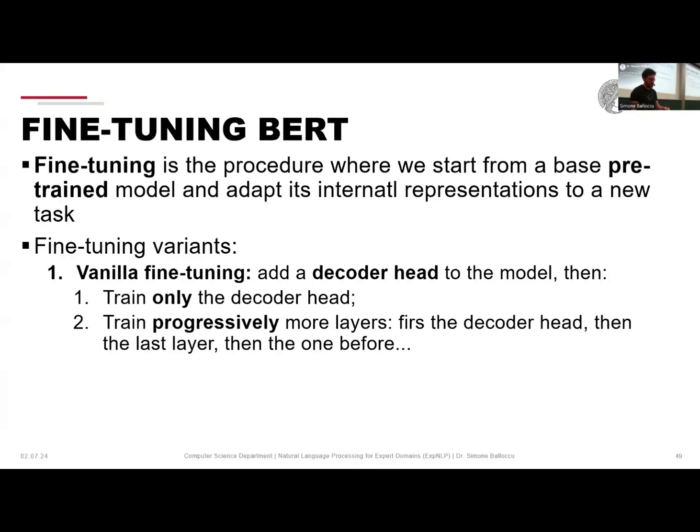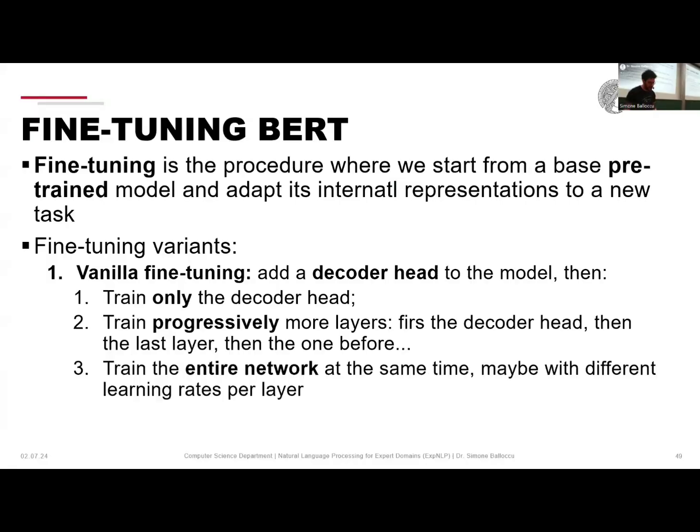So when you train the decoder head, BERT is frozen. You don't change anything. Then you unfreeze the last layer of BERT. So now the backpropagation trains the decoder head and the last layer of BERT. Then the one before, then the one before again. So you progressively change more and more weights in BERT. Or you can also do the entire network, you just train BERT entirely, maybe with different learning rates per layer, so kind of dynamic learning.